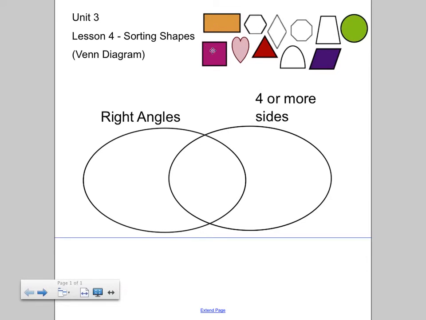I'm just going to take these shapes and start sliding them in. I'll start off with this one here. I have a square. I'm going to ask myself, does this square have a right angle? Well, yes, it does. This shape has 4 right angles. Does this shape have 4 or more sides? Well, yes, it does. So I'm going to throw it in the middle. Has both characteristics.